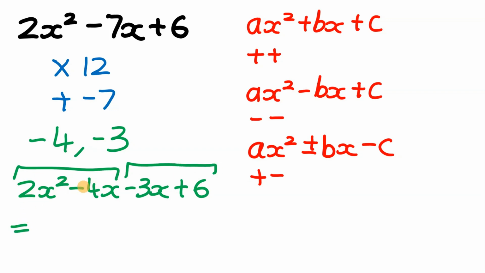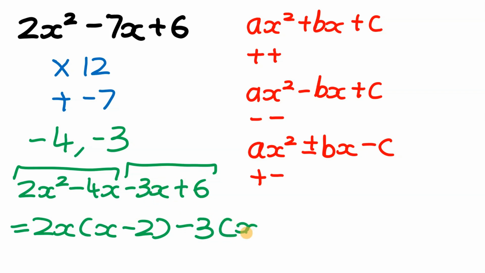Okay, so we have 2x squared minus 4x, so we can factorize out 2x from this here, so 2x squared will now just be x, and then minus 4x, if you factorize out 2x, will now be minus 2, like this here, and then we have this minus 3x plus 6, okay? We're going to factorize out minus 3 from this minus 3x plus 6, so this minus 3x will now be x, and this plus 6 will now be minus 2.